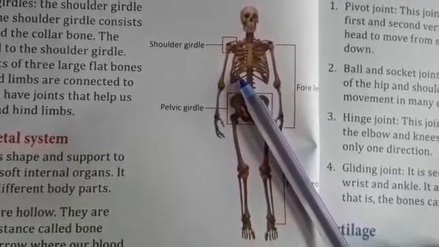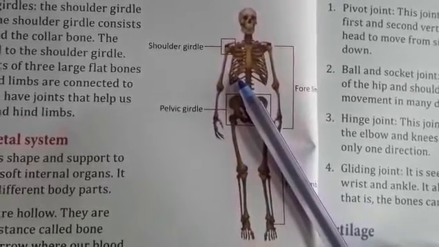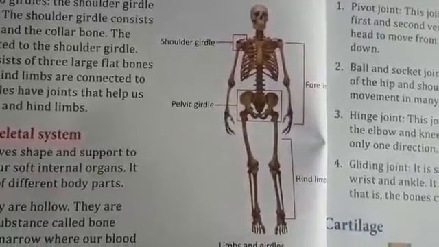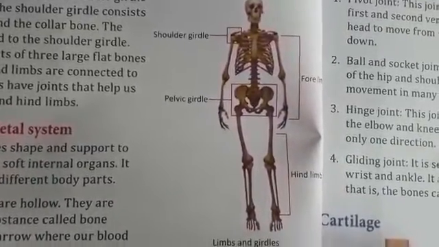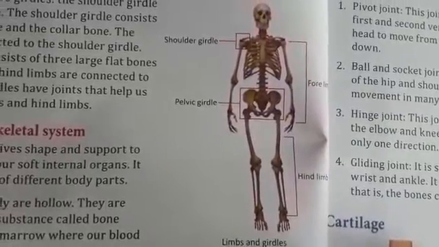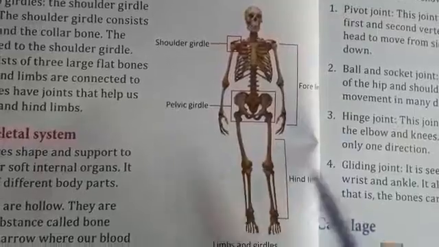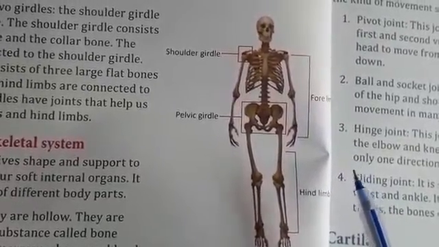Joints can be movable or immovable. Immovable joints. Joints that do not allow any movement are called immovable joints. The bones of the skull, except the lower jaw, are an example of immovable joints.